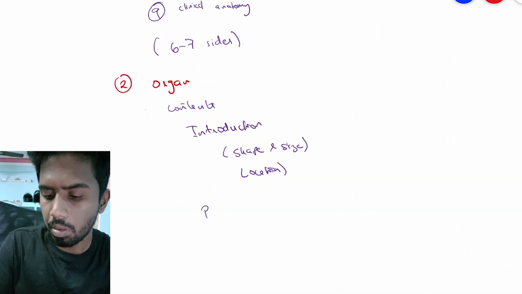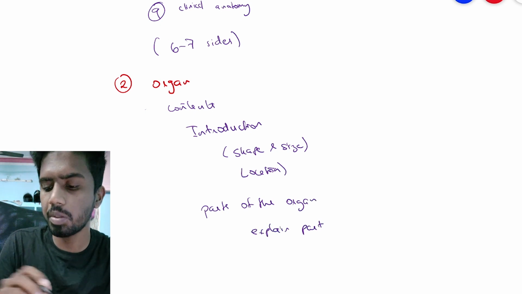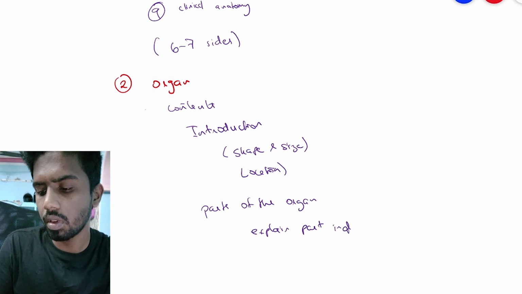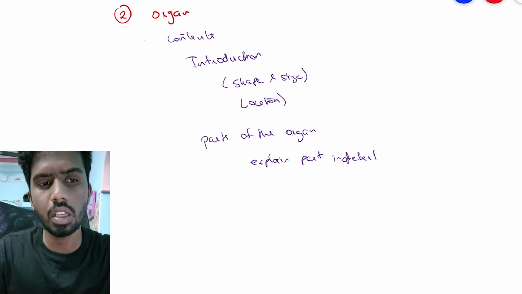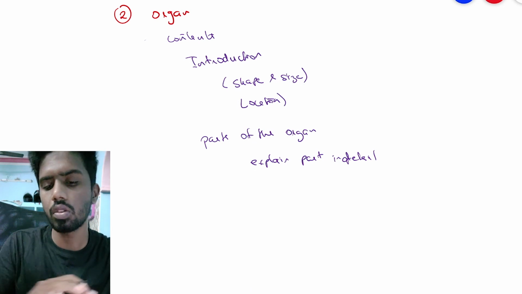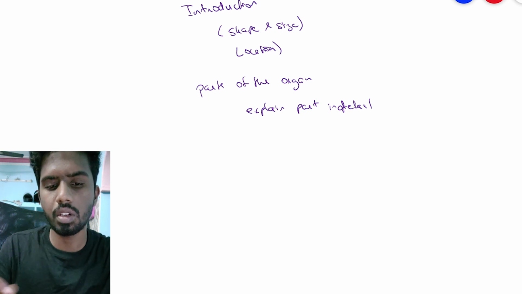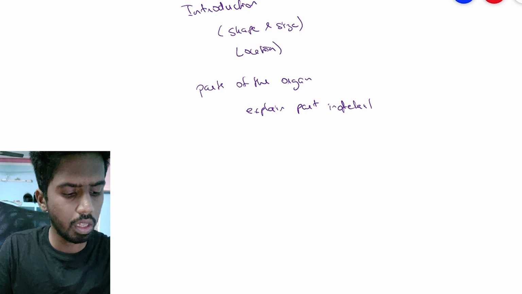Next, you need to talk about the parts of the organ and explain each part in detail. Each part will have a specific unique feature. For example, the stomach has the fundus, body, the cardiac region, pyloric region. You need to write in detail about the different types of special unique features present in that region.